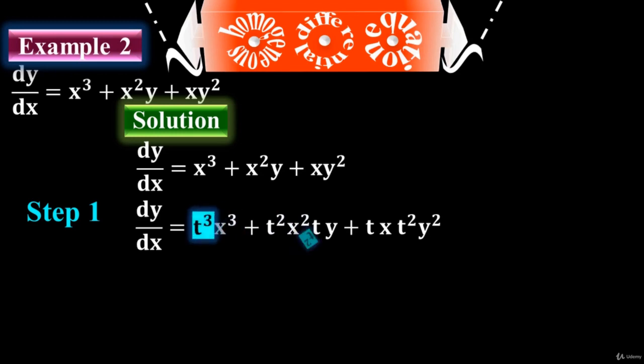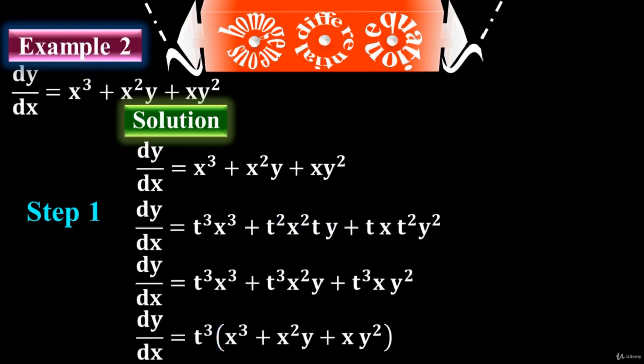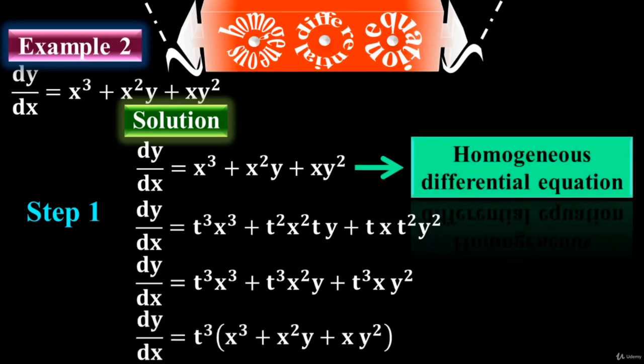x cubed becomes t cubed x cubed, x squared by t squared, y by t, x by t, y squared by t squared. I have t cubed here and t cubed here because t squared times t is t cubed, and t cubed here, t times t squared is t cubed. So I have t cubed common among all the three terms. Let me take t cubed common here. When I took t cubed common, I got the exact value of f of x comma y, which satisfies this condition. And therefore it is a homogeneous differential equation.